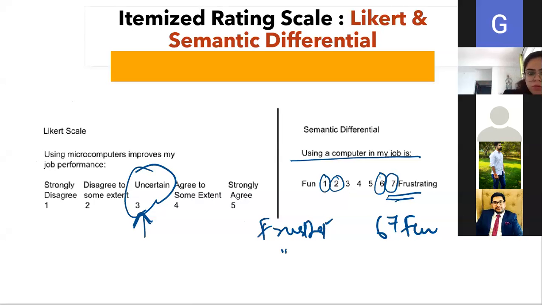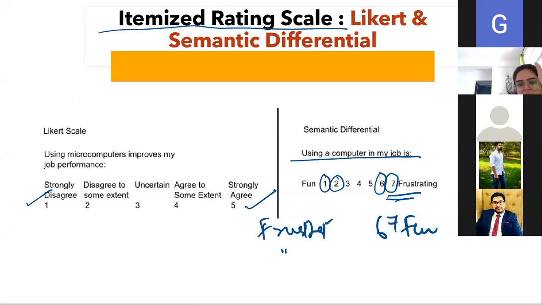So for example, using microcomputers improves my job performance. You have to rate this statement on a scale of 1 to 5, where 1 means strongly disagree and 5 means strongly agree. This is Likert scale. And this is a type of itemized rating scale. Why itemized rating scale? Because for each rating, you are defining it. 1 means strongly disagree. You are giving the description basically. 2 means disagree to some extent, 3 means uncertain, 4 means agree to some extent, and 5 means strongly agree.